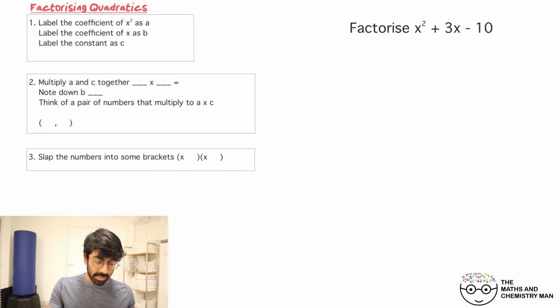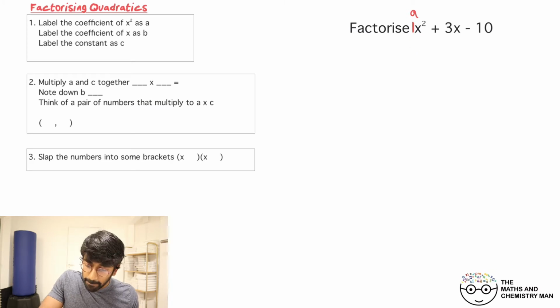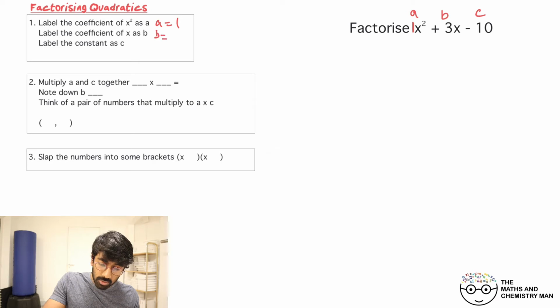Now, the set of instructions are these. We start by labeling the coefficient of x squared as a. So what does that mean? That means the number in front of the x squared, you want to put an a on top of it. If you're confused because there's no number there, there's actually a number 1 in front of the x squared. Whenever you see a letter in algebra, there's a hidden 1 in front of it. Next we'll put b on top of the x number, and c on top of the constant, which is the number on the end. So a is equal to 1, b is equal to 3, and c is equal to minus 10.